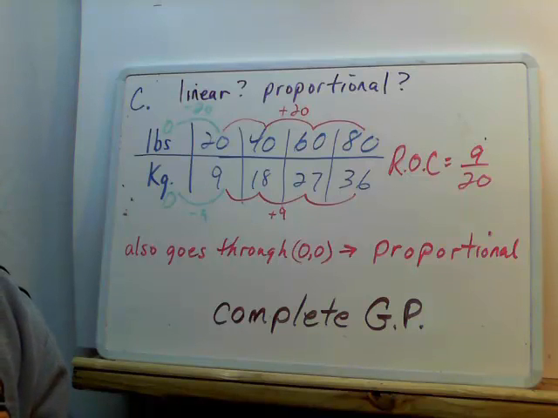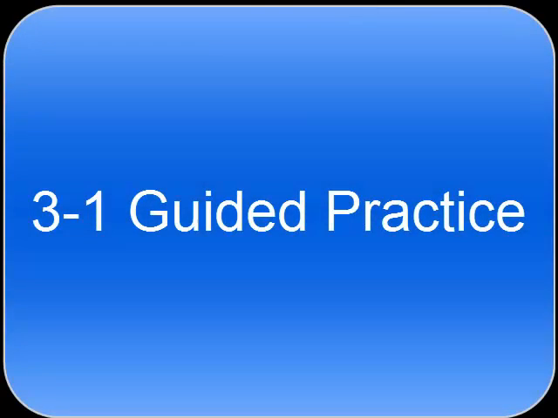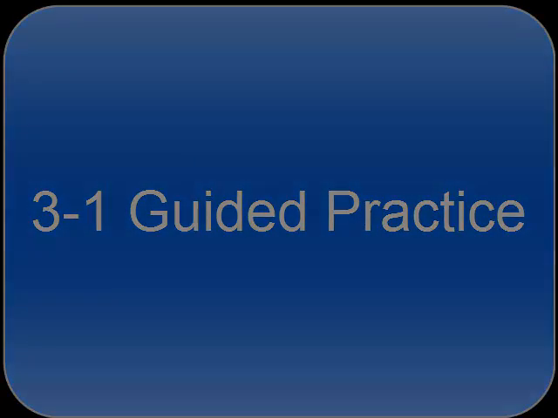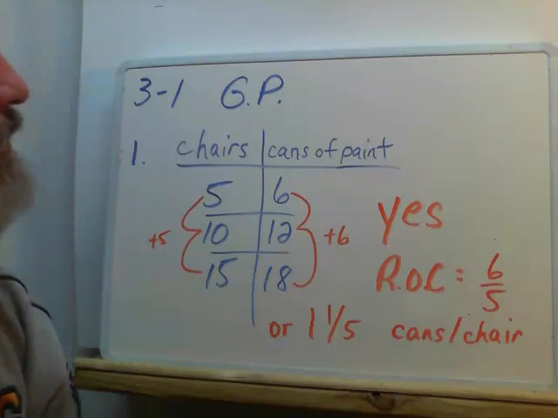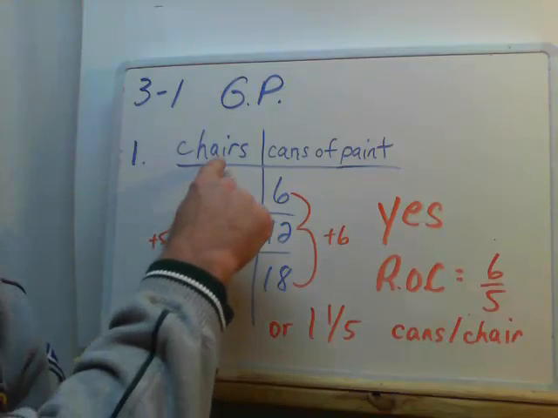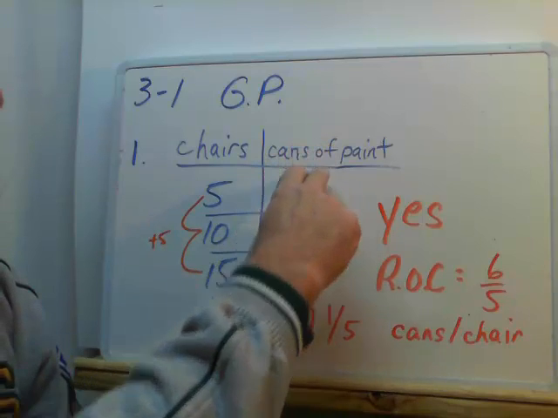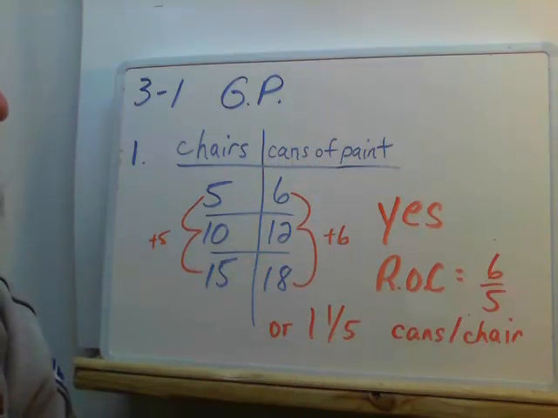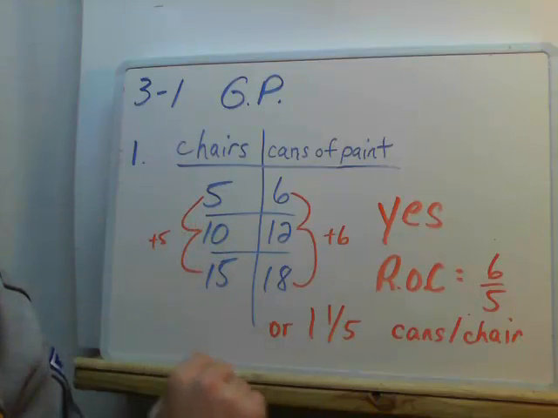Please complete your guided practice. Here are your solutions to 3-1 guided practice. Our first problem, we have a number of chairs and we have a number of cans of paint needed to paint that many chairs. So we are being asked whether or not this is a linear relationship.